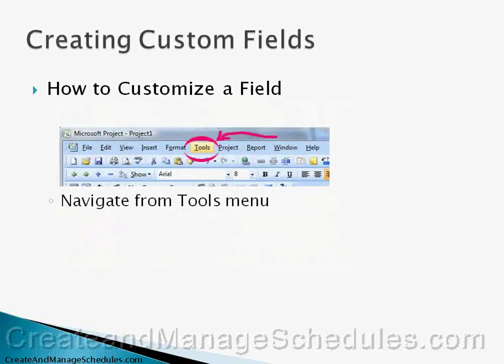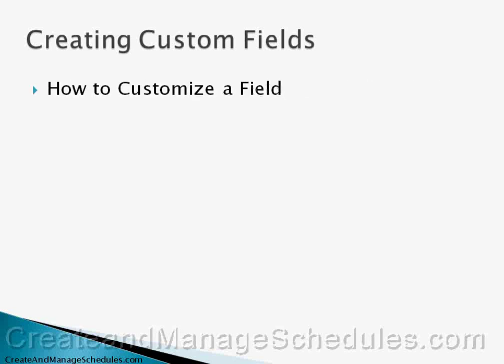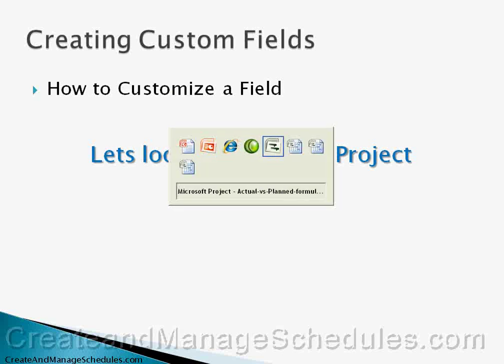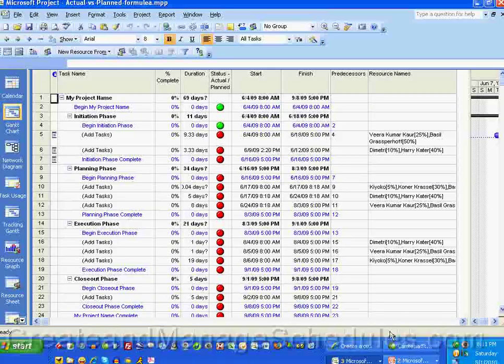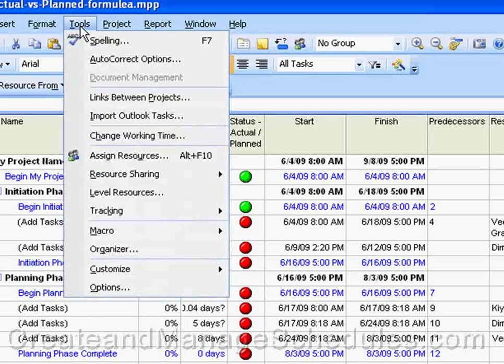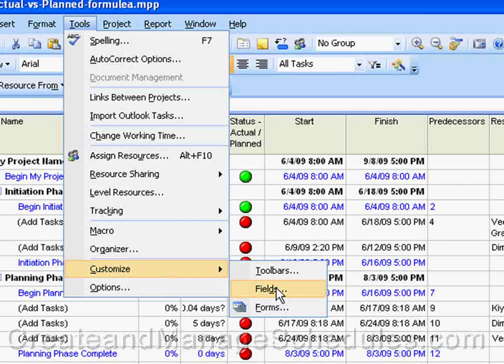So, how to customize a field? The first thing we're going to do is navigate from the Tools menu, and I'll show you how to do that. Let's take a look at Microsoft Project. So from the Tools menu, you click on Tools and then point to Customize and select Fields.